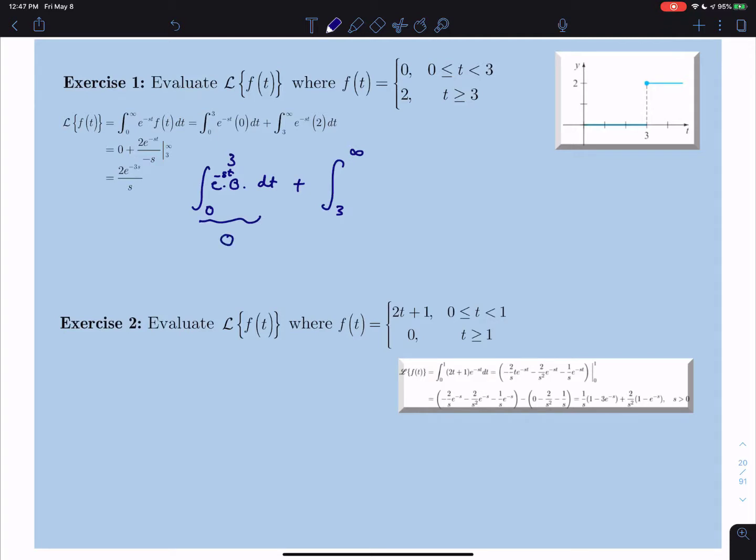So I'll only be left with having to integrate 2 times the kernel e to the minus st dt, which is a quite simple integral, evaluated from 3 to infinity. So I just wanted to show you with this page that finding the Laplace transform of piecewise defined functions is really no different than finding the Laplace transform of any basic function using the definition.